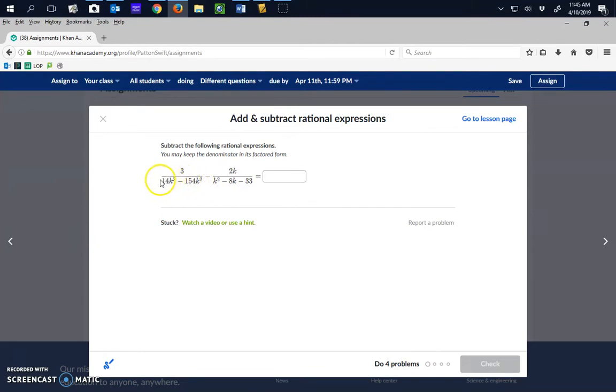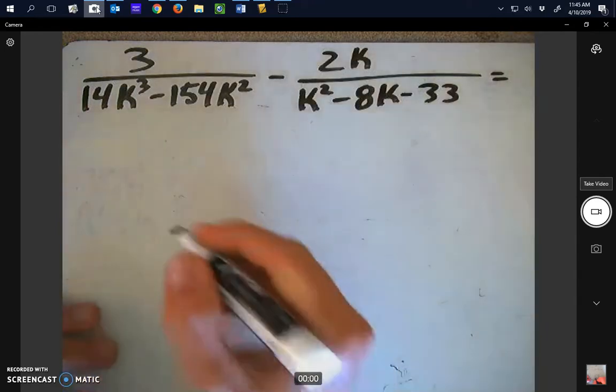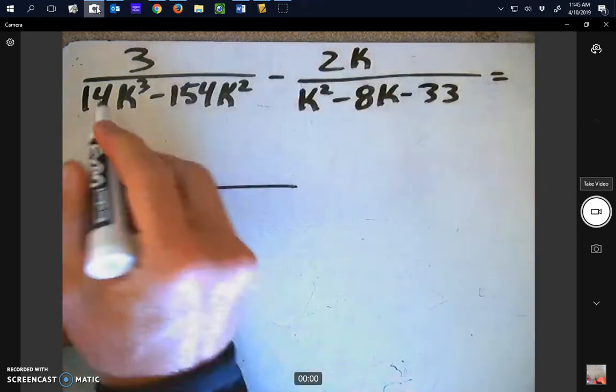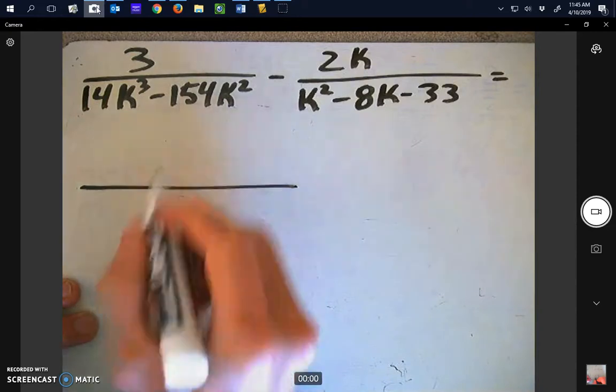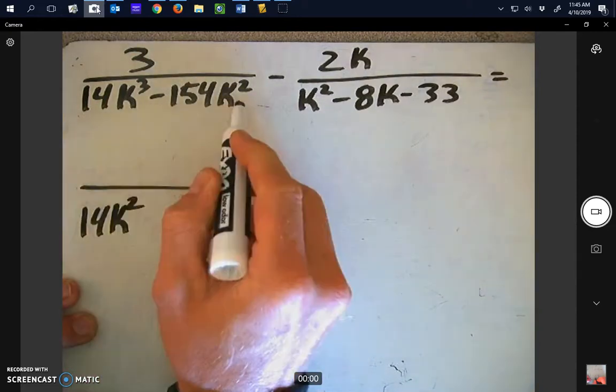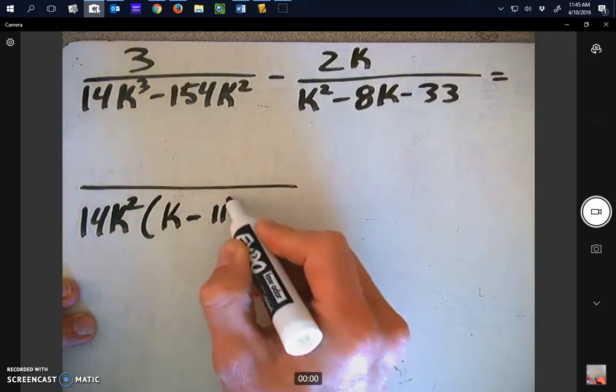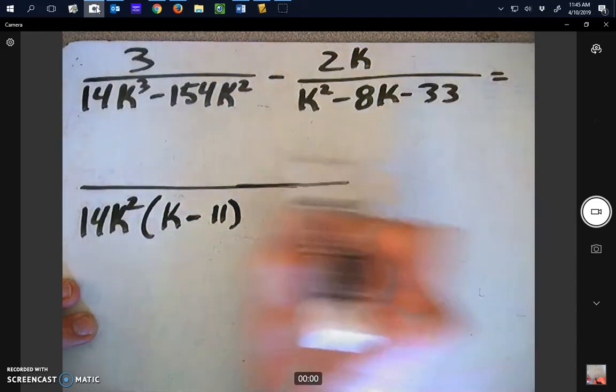This first one we're going to factor out of 14k squared. And then over here we have to factor into two different binomials. I have the problem written down right here. So once again, like I said, we're going to factor first. So 14 goes into 154 11 times. 14k squared. So we're going to have 1k left over minus 11 underneath. And a 3 on top.